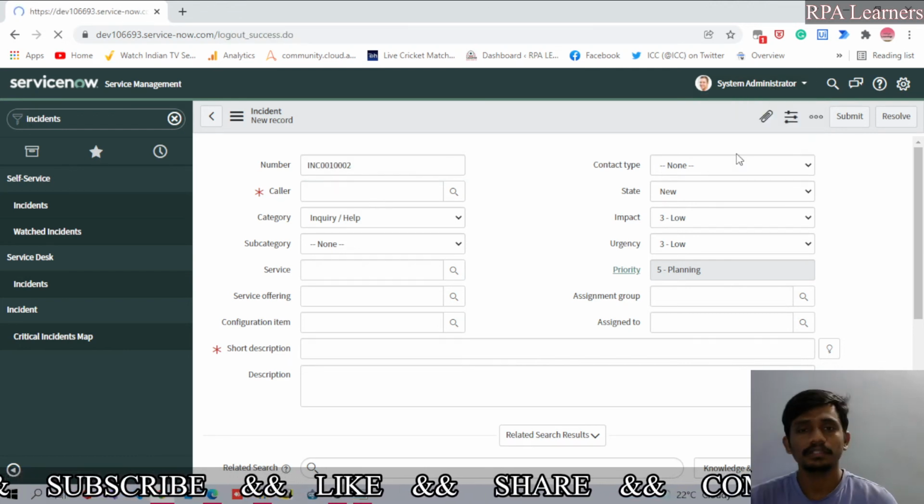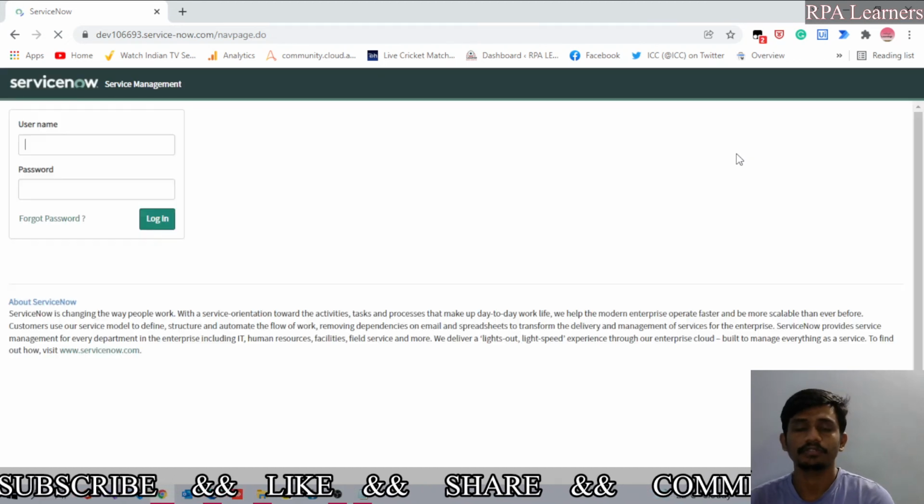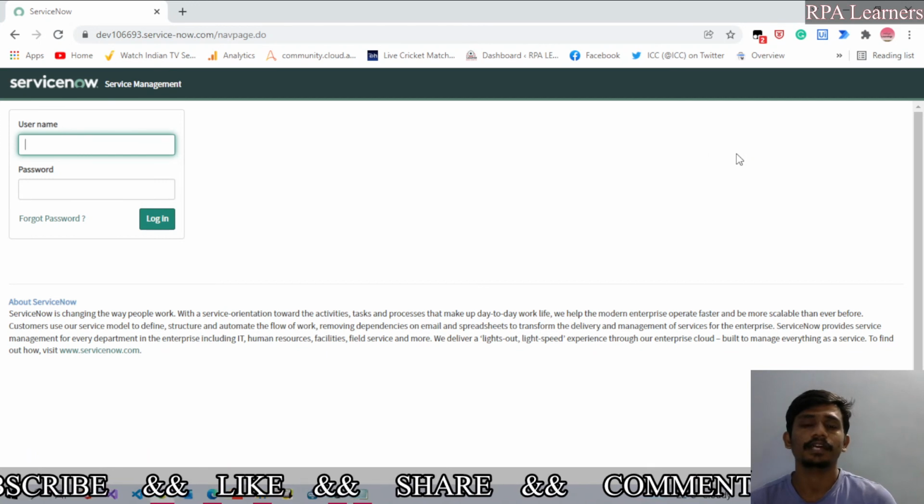So these are the manual steps that we discovered that can be suitable for RPA, and this is the first phase of selecting a process for RPA.